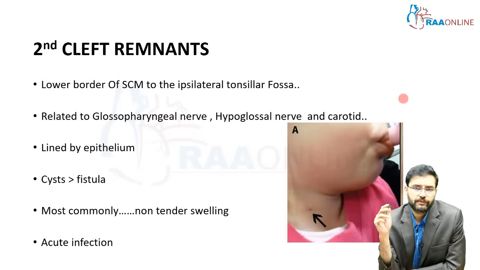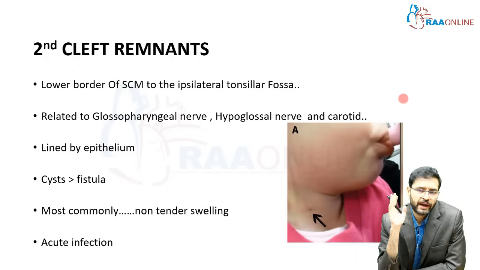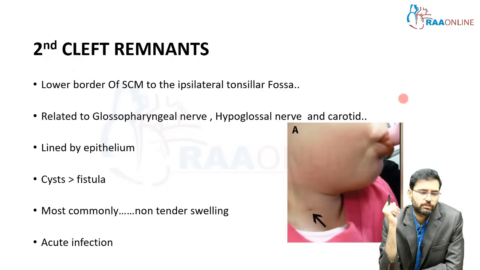Among the branchial cleft remnants, the second cleft remnants are the most common. These are usually externally located along the anterior border of the sternocleidomastoid and internally might open into the ipsilateral tonsillar fossa, usually posterior to the anterior pillar of the tonsil. Depending upon how it manifests as a cyst, sinus or fistula, the position of these remnants will vary. Generally, cysts are usually located along the upper one-third of the anterior border of the sternocleidomastoid, whereas sinuses are located in the lower one-third of the anterior border of the sternocleidomastoid.